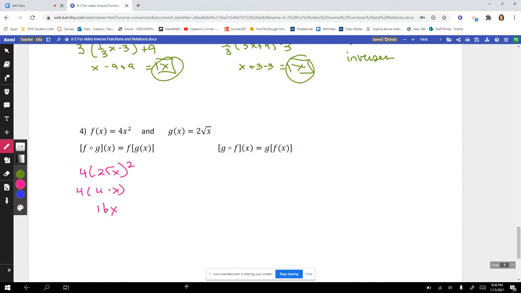I already know I'm looking for a value of x, so I know this isn't going to work, but we're going to practice on this video. So g of f of x, I'll start with my 2, and then underneath I have 4x squared. So I have 2 times 2x, which gives me 4x. So either way, I'm not getting a solution of x, so no, they are not inverses.